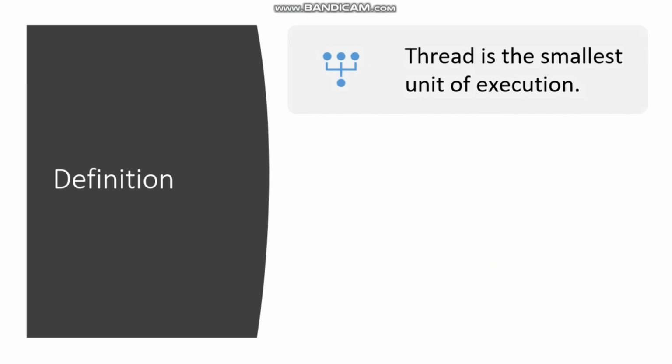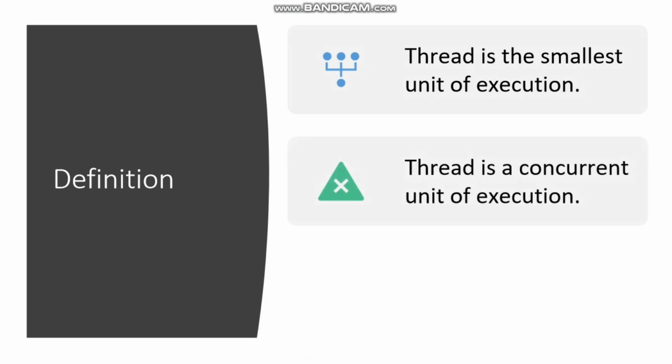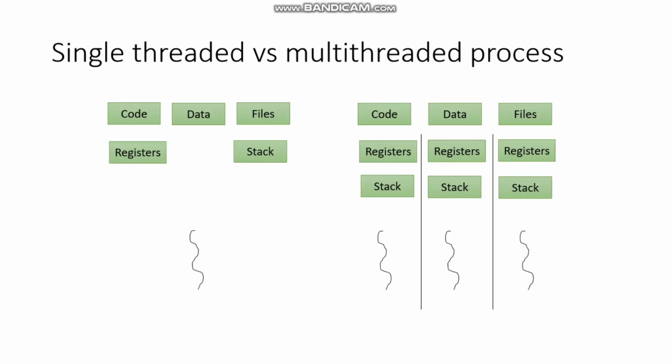a thread is the smaller unit of execution. It means that a process can make multiple threads, or a process can make a single thread. A single thread system is not efficient, and a multi-threading system, such as Windows, is efficient and concurrent.